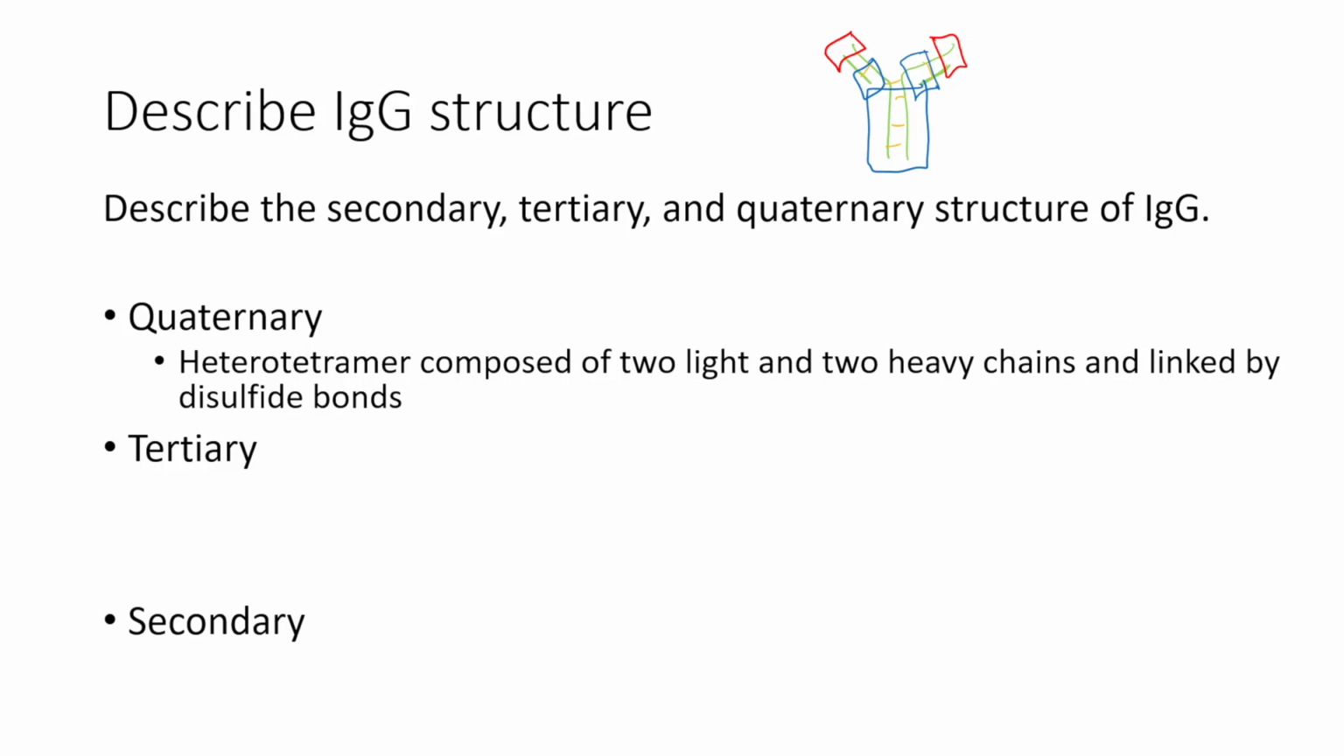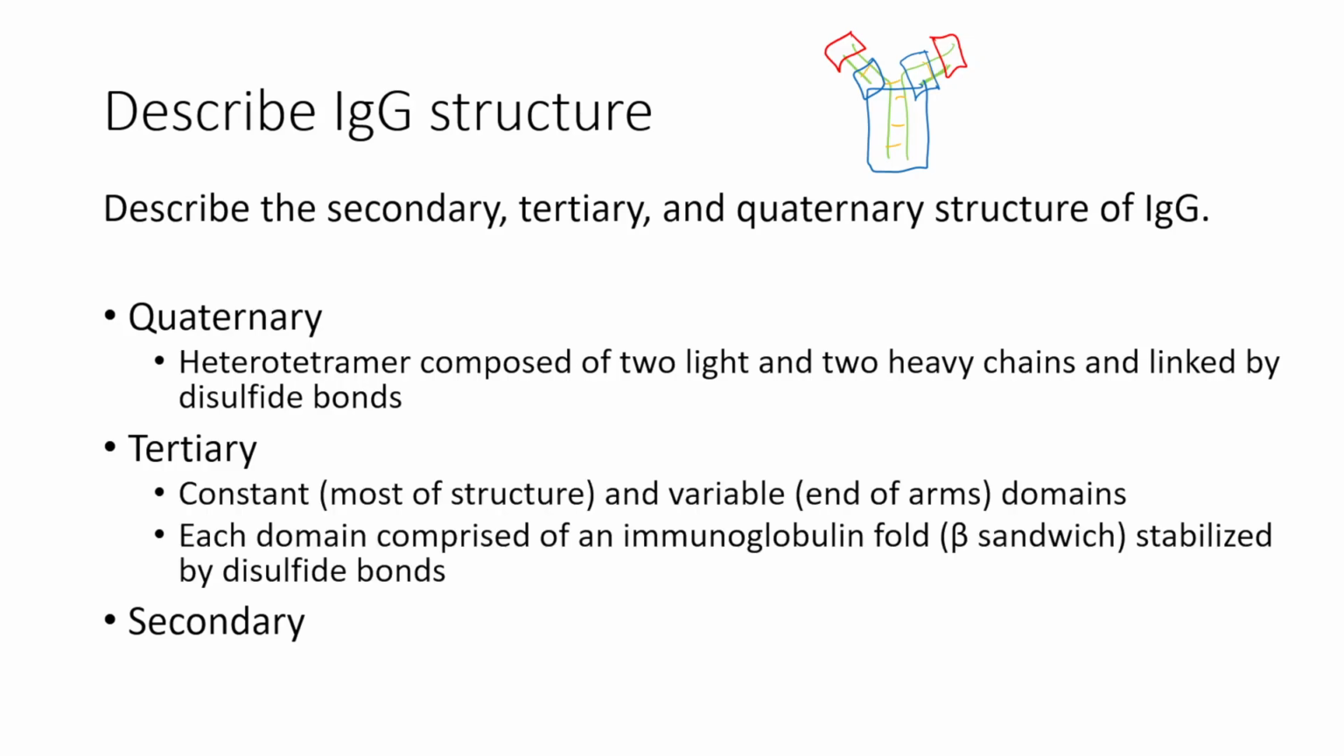Okay, and does anybody remember the name of the particular folded piece that we get in there? It's okay if you don't. Each domain that we see on an IgG is made of an immunoglobulin fold, which is made of a beta sandwich. So it's a beta sheet that's folded on itself to make a little sandwich. And those particular beta sandwiches are stabilized by disulfide bonds. And that's all part of the tertiary structure because they're part of the 3D folding of aspects of the secondary structure, which we will now get to.